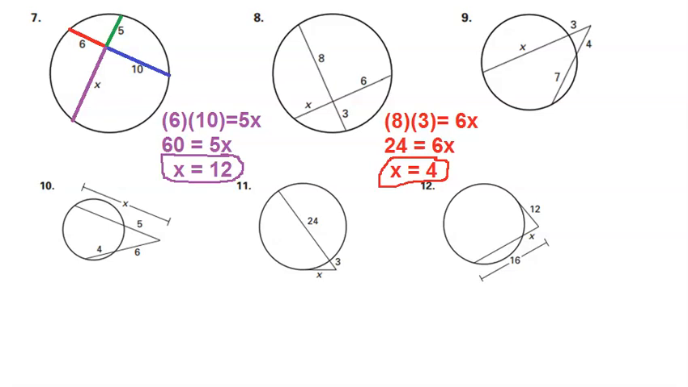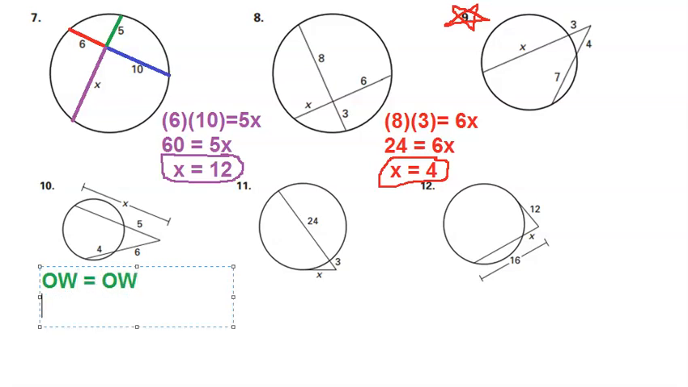All right, now I'm going to save problem number 9 because it is probably the only one that's really going to make people think. So we're going to jump right to 10 now. Number 10, if you look, now we have some parts that are on the inside of the circle and some parts that are on the outside, so we're going to have to do the ow-ow theorem.